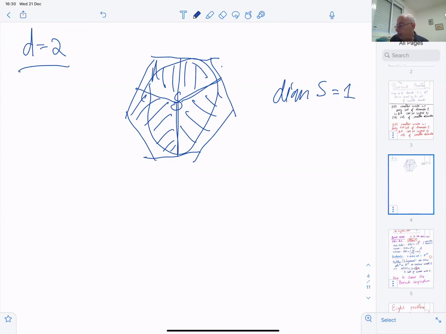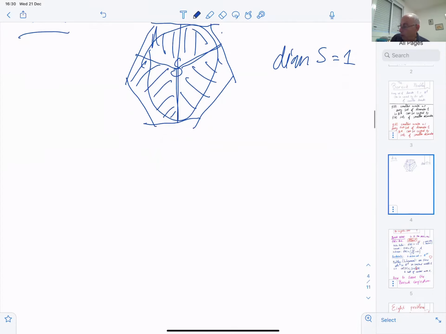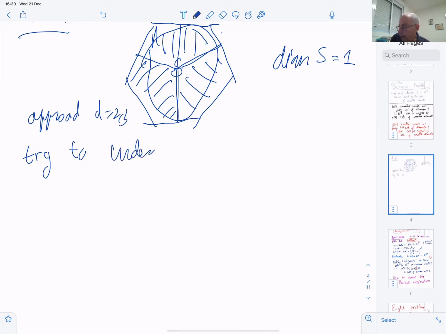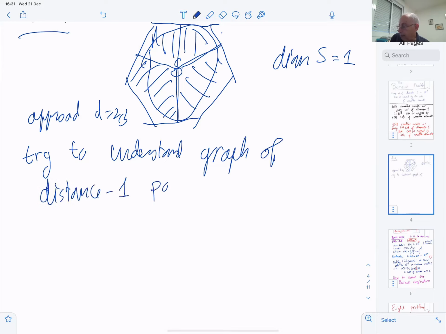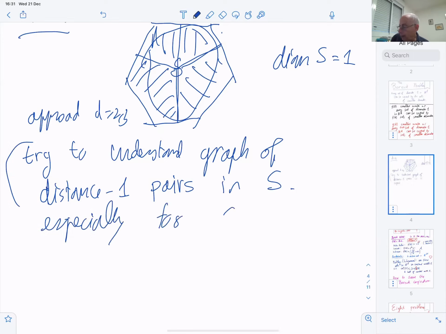And this approach was to try to approach d equal 2 and 3, to try to understand the graph of pairs of distance one pairs in S, and especially for S finite.